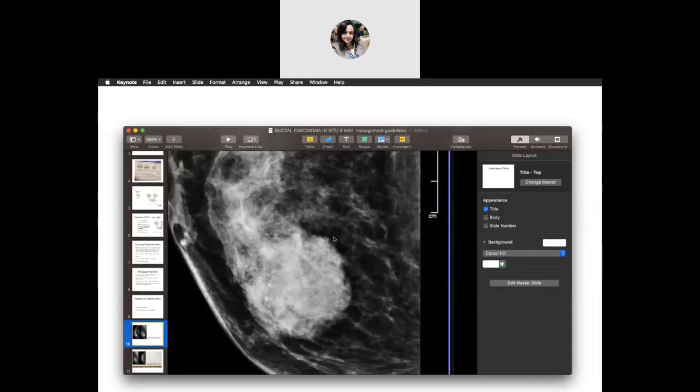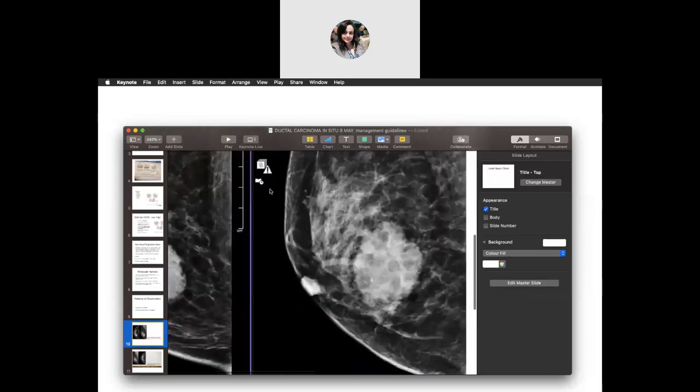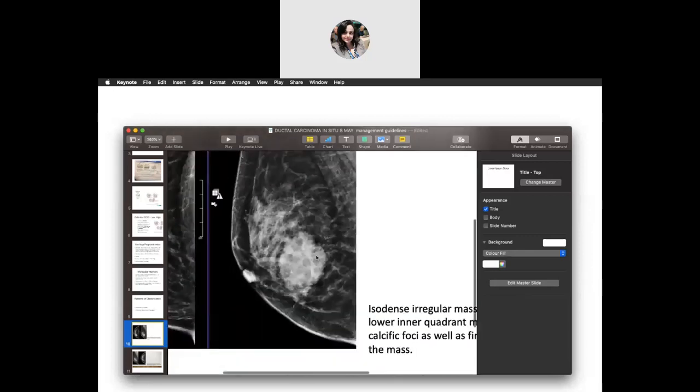Another picture, so this lady came with a lump, and you can see some architecture distortion from the rest of the breast. Can you see this? I'll reduce it. So the whole breast is like this. This is the nipple, milk ducts, subcutaneous fat, premammary fascia, breast tissue proper here, the pectoralis major, retromammary fat. This is called the forbidden area of Tabar.